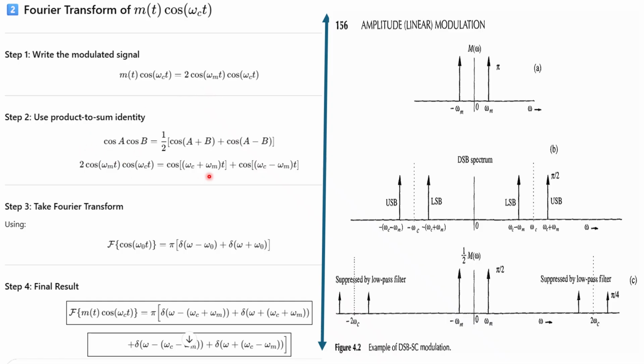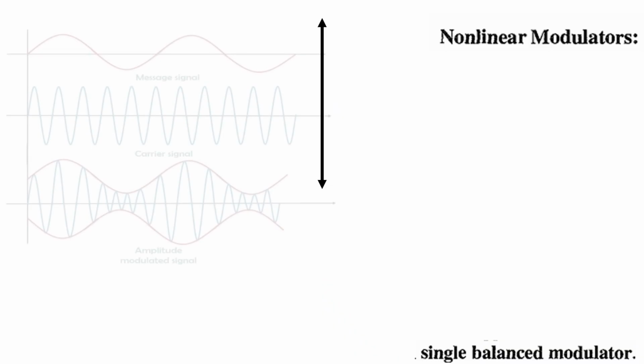Here is another important formula that you should remember: cos A into cos B is equal to half of cos of A plus B plus cos of A minus B, right? Use this technique and get the value of this modulated signal. Now you can convert it into the frequency domain, and you will get this value, which is your Fourier transform. This is the final result for your double sideband, right?